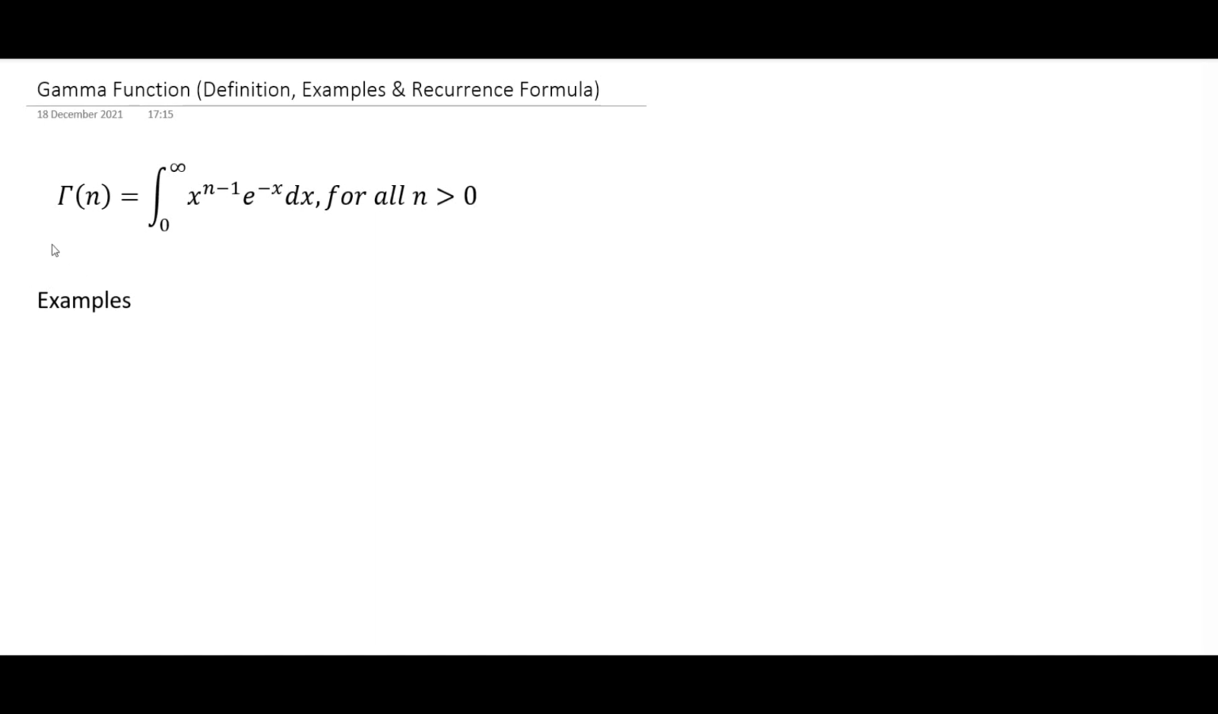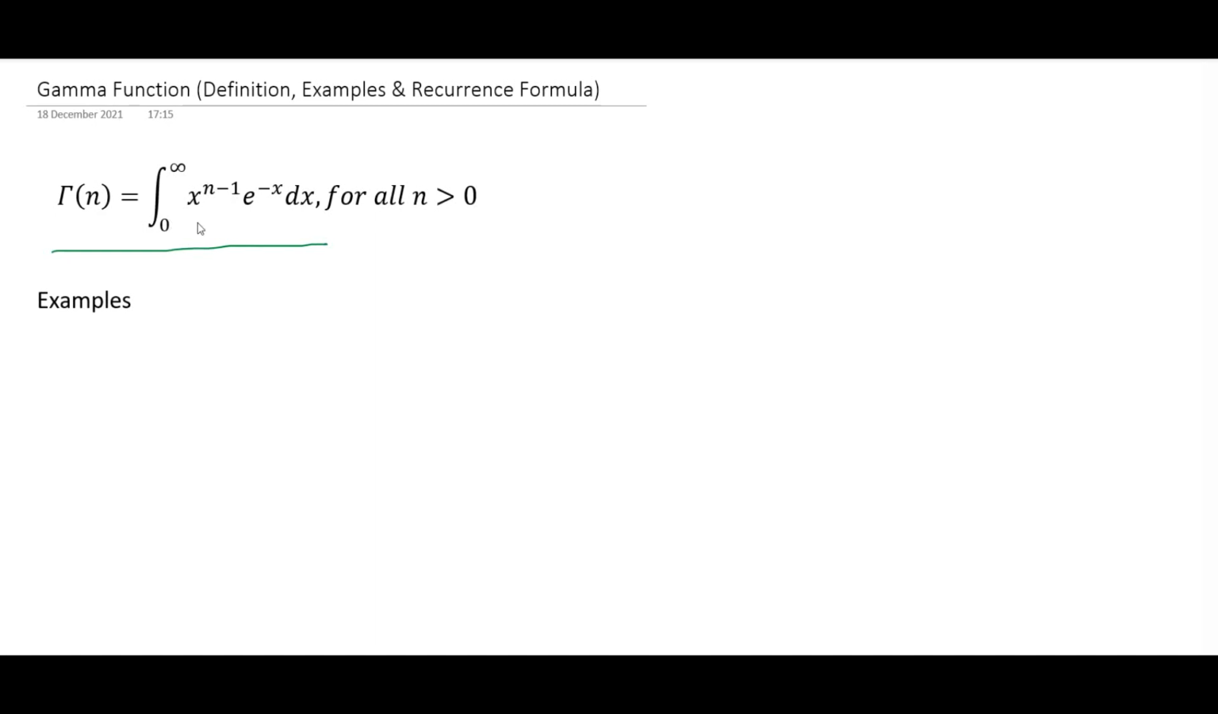So what is gamma function? Gamma function is this integral. It is denoted as Latin letter gamma n, that is integral 0 to infinity x raised to power n minus 1 into e raised to power minus x dx. So if you integrate this with respect to x and put the limit of x from 0 to infinity, then the result will be an expression of n. So it is represented by gamma n.